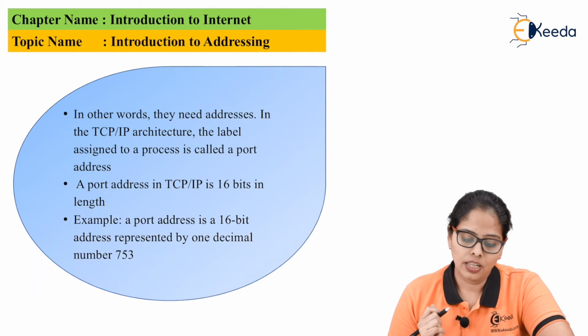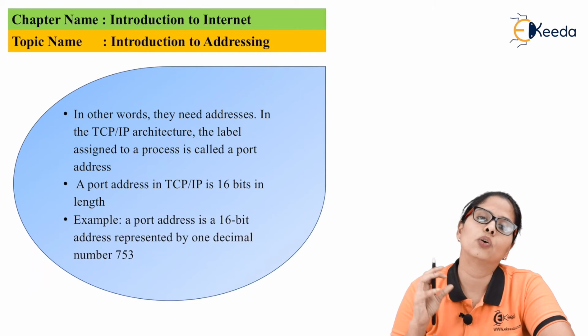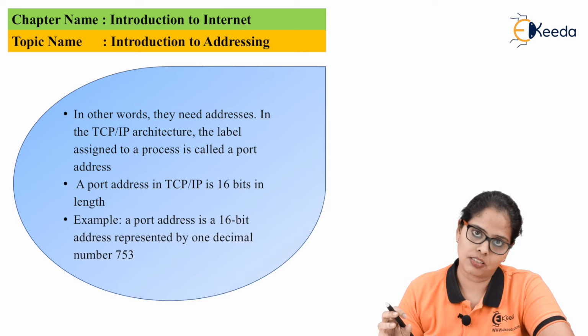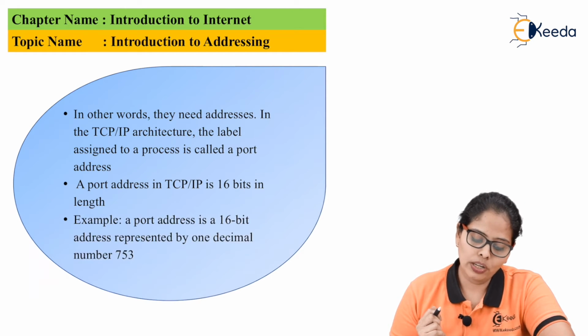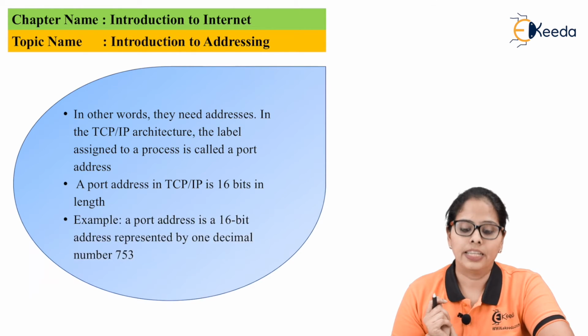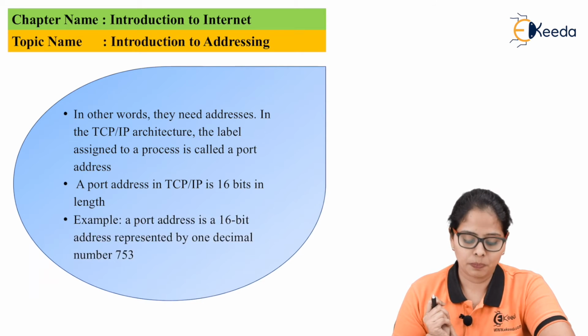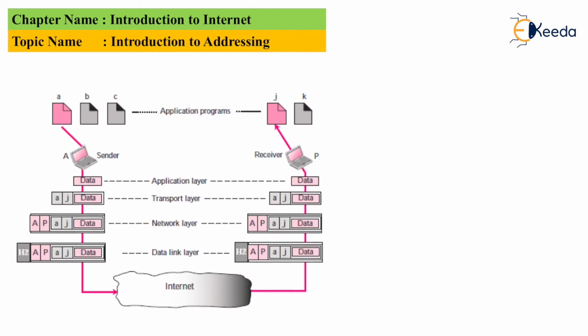In other words, they need an address. In the TCP/IP architecture, the label assigned to the process is called a port address. So to each process we are going to assign a different address, and that address is called a port address. A port address in TCP/IP is 16 bits in length. For example, a 16-bit port address is represented by a decimal number, such as 753.